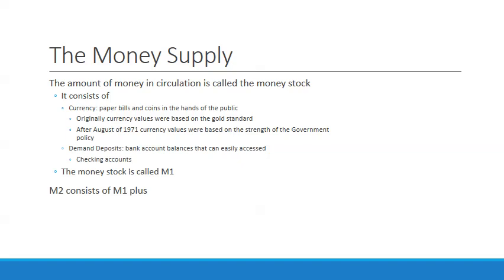Then we have what we call M2, which consists of M1 plus savings accounts. In other words, M1 is extremely liquid, whereas M2 is a little less liquid, in that when you put money into savings accounts, you're doing so because the bank itself is paying you a small interest rate. And so it makes the savings accounts a little less accessible than, say, the checking account or the currency that you have. It also consists of mutual funds and certificates of deposit, CDs. In all three cases, these items draw interest.